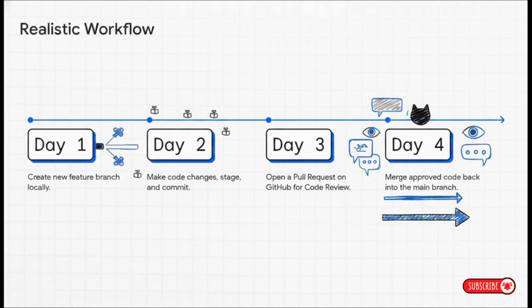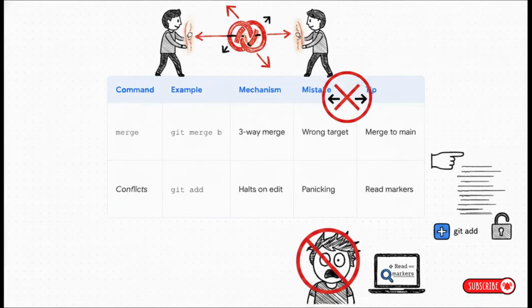This really is the heart of professional team collaboration. When you are finally ready to combine your work, you use git merge. For example, git merge feature add analytics. Internally, this is going to create a 3-way merge commit. Be careful not to merge the wrong branch. As a strict rule, always merge your features into main, not the other way around.